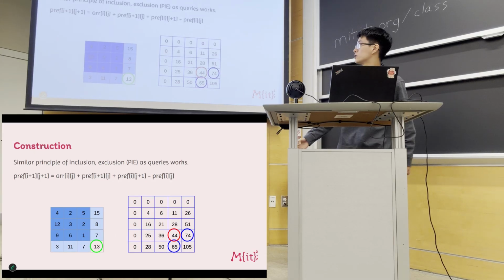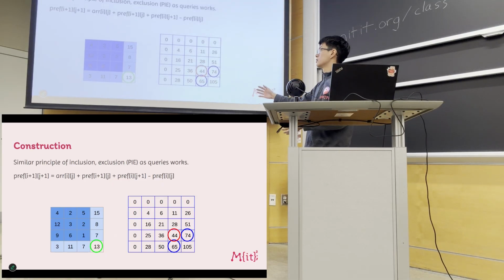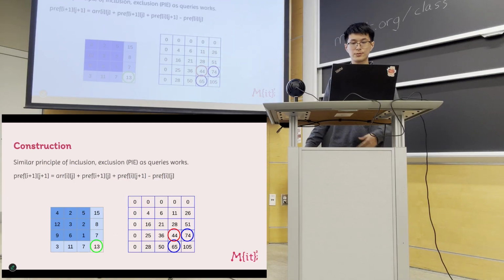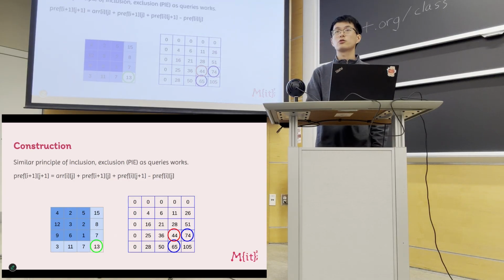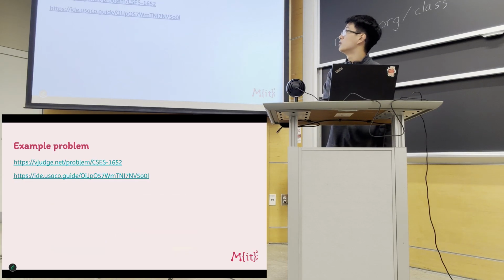This construction again takes O of however big your array, your grid, is, since you're doing a constant number of operations every single time you iterate through. And similarly, the queries again are O of 1, so this is a pretty fast algorithm.